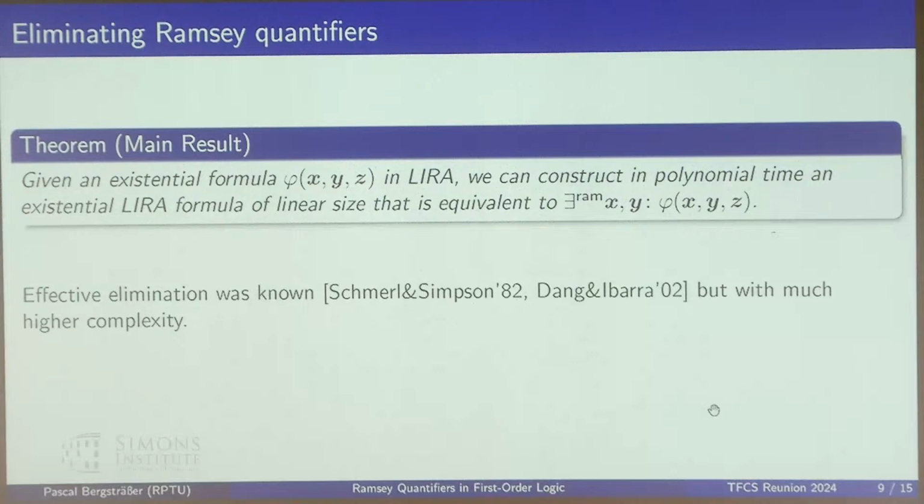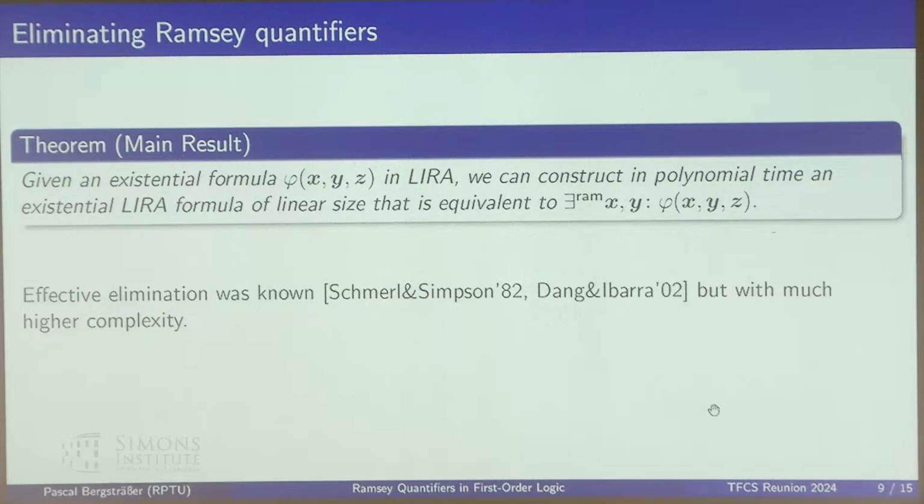It was already known for quite a long time. The first paper was by Schmerl and Simpson in the 80s for the integer case, and Dangen-Niebara for the real case, showing that you can effectively eliminate Ramsey quantifiers in these logics. But the complexity was high. There are two problems why it was high. One problem was that in the end, their techniques give you multiple quantifier alternations. And as I said, SMT solvers do not like multiple quantifier alternations, so this will blow up your procedure.